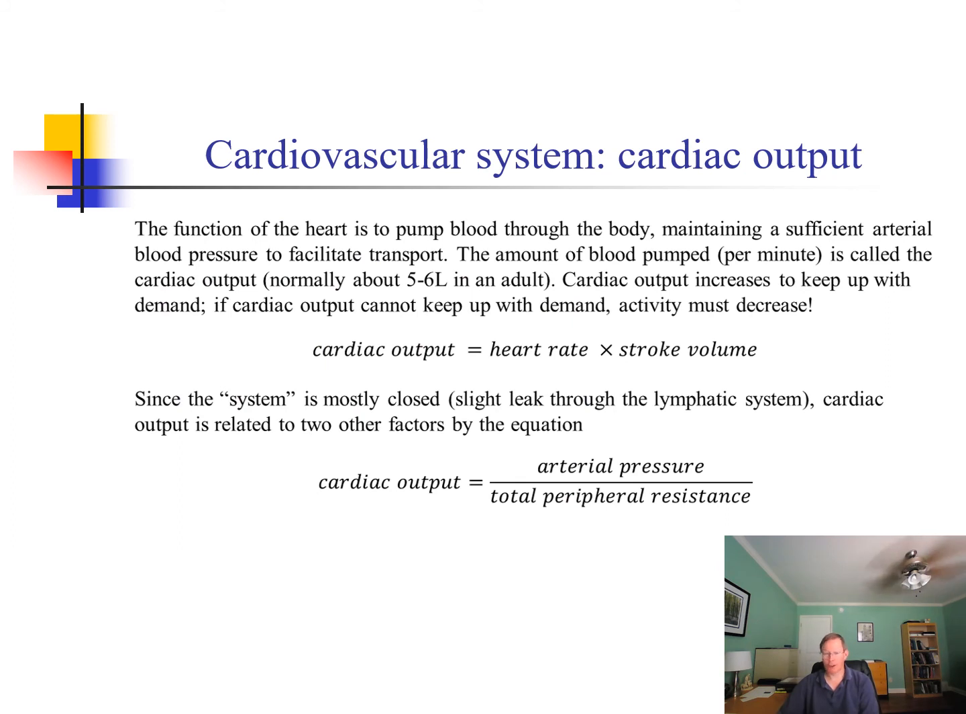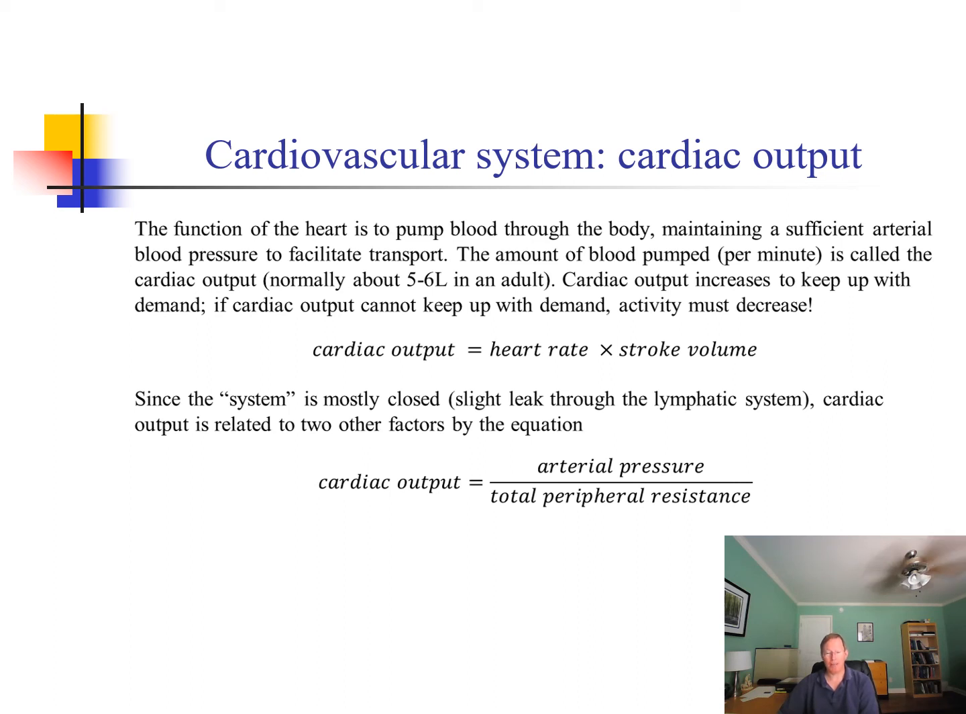Now, the function of my heart is to pump blood, and I need to maintain a certain arterial pressure in order to do that. I have a measure called the cardiac output, which tells me how much blood I'm pumping per minute. And for an adult, that's generally about 5 to 6 liters, unless you're exercising or there's some problem. So cardiac output has to be something that varies based upon your activity. If I start going and running around the block, I need to increase that cardiac output to keep up with my demand. So how do I do that?